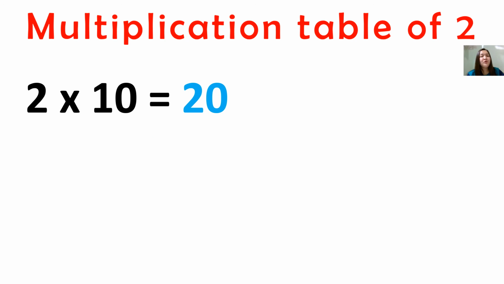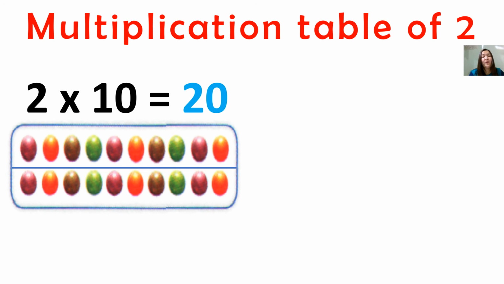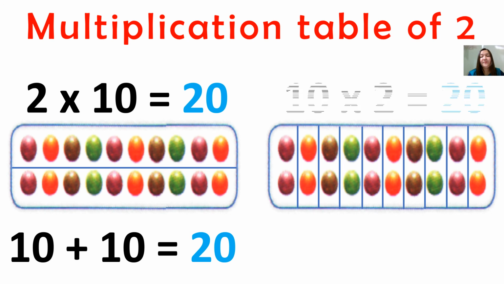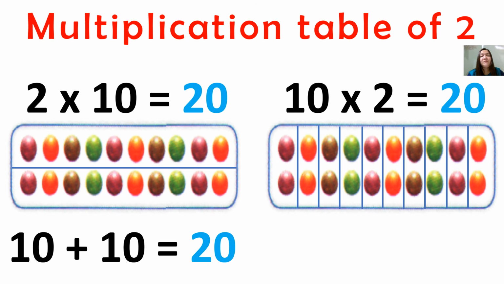2 multiplied by 10 is equal to 20. So we have two groups of 10 balls. And how do we write this in addition form? 10 plus 10 is equal to 20. 10 multiplied by 2 is equal to 20. So we have 10 groups of 2 balls, and we write it in addition form like this.